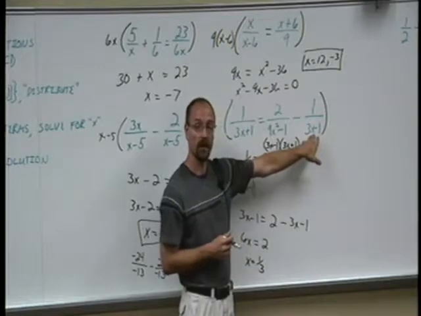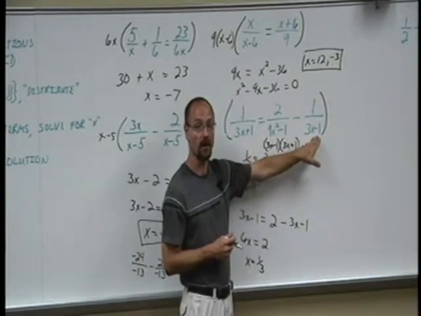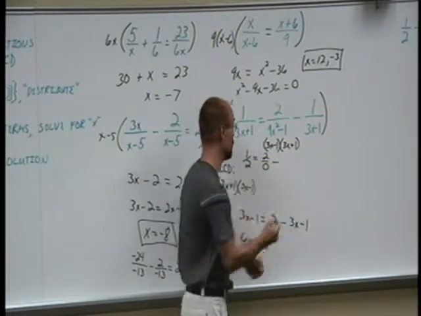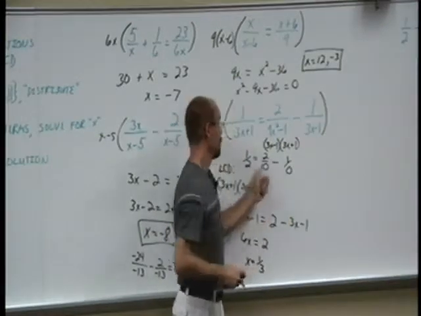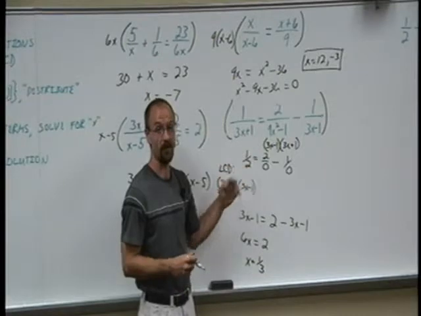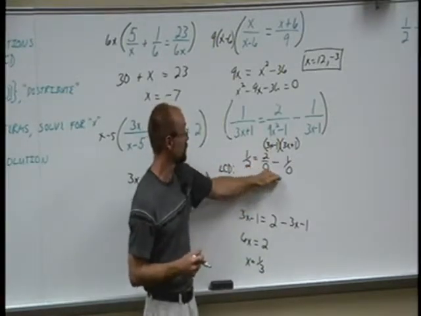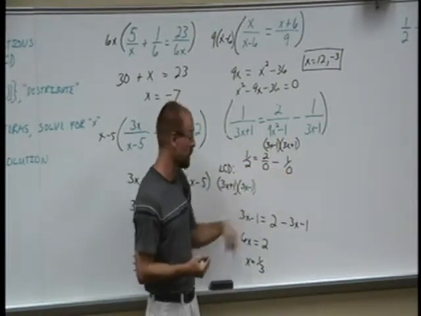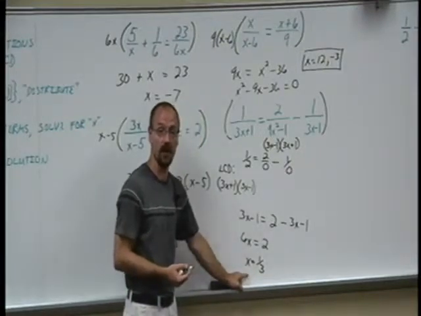If I put in 1/3 here, 3 times 1/3 is 1. 1 minus 1 is 0. 2 over 0 minus 1 over 0 is not going to give me 1/2 no matter how I look at it. So this is undefined. Okay? This is not a true statement. That means the solution we found doesn't work.